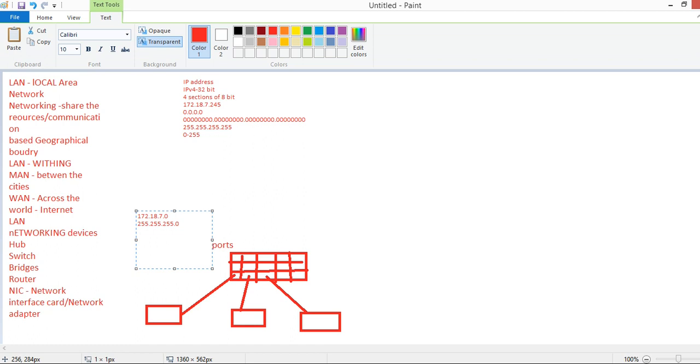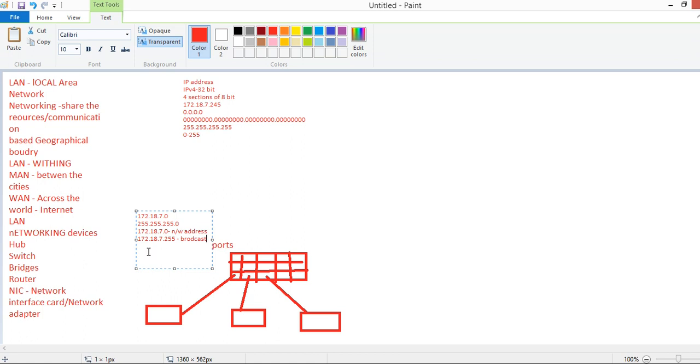Now, obviously, if there is a network range of IP addresses, then there has to be a first IP address and a last IP address. The first IP address of this network will be 172.18.7.0, which is called the network address, right? And the last IP address of the network, 172.18.7.255, is called the broadcast IP of the network.